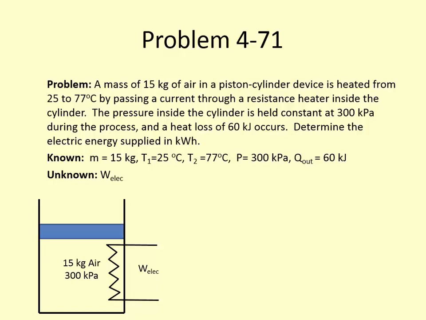Okay, so a mass of 15 kilograms of air in a piston cylinder device is heated from 25 to 77 Celsius by passing a current through a resistance heater inside the cylinder. The pressure inside the cylinder is held constant at 300 kilopascals. I like constant pressure. During the process, a heat loss of 60 kilojoules occurs. So determine the electrical energy supplied in kilowatt hours.